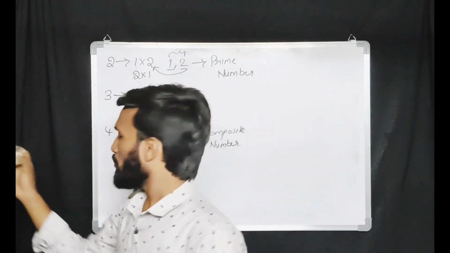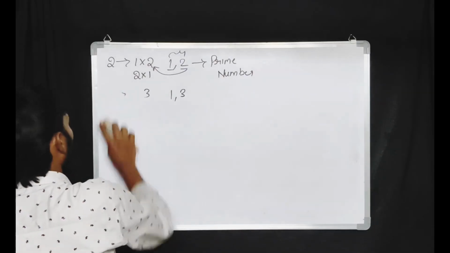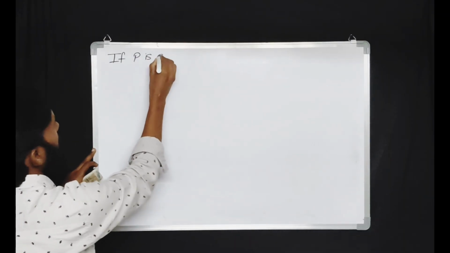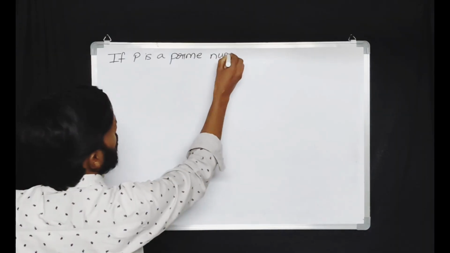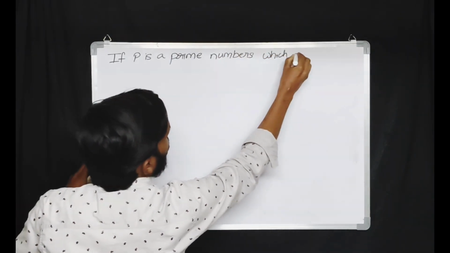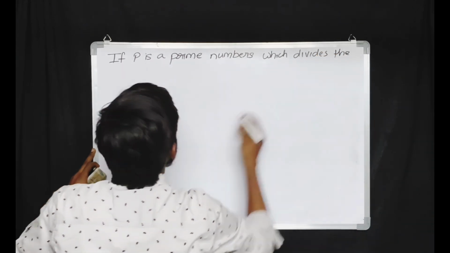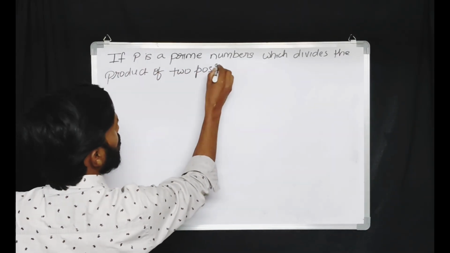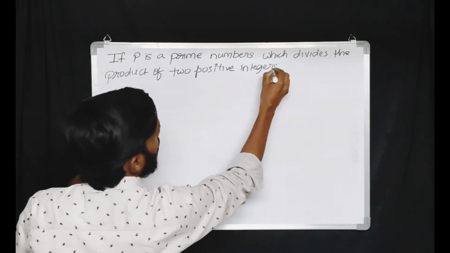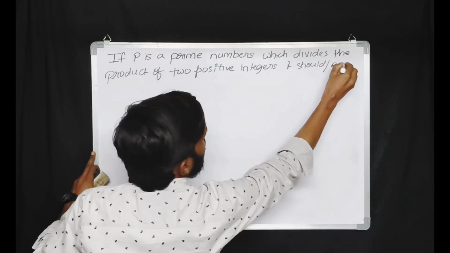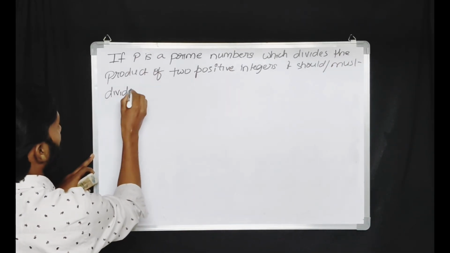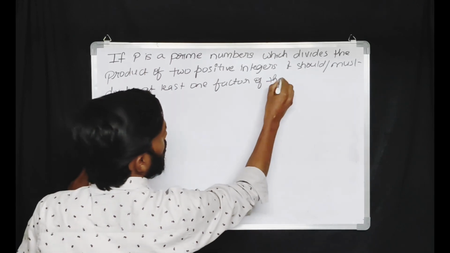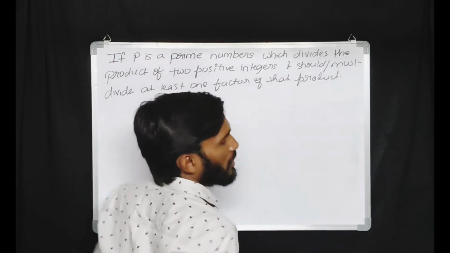What is Euclid's lemma? Euclid's lemma tells us that if P is a prime number which divides the product of two positive integers, it should divide at least one factor of that product. What does this mean?